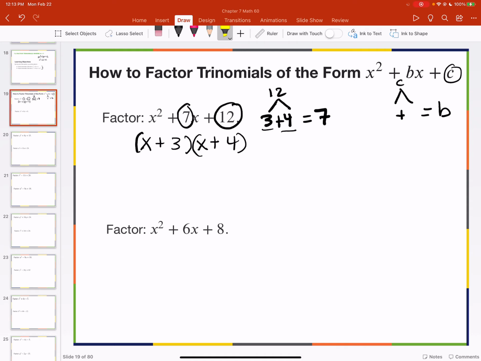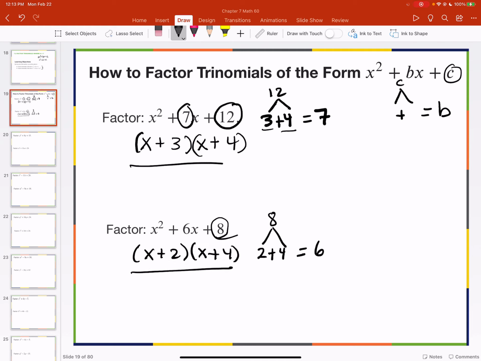So let's try this again. Last term, what are the two factors of 8 that when I combine them, I get positive 6? If you said 2 and 4, you're correct. So from here, this is x plus 2 and x plus 4, and that is it. A super easy way to factor.